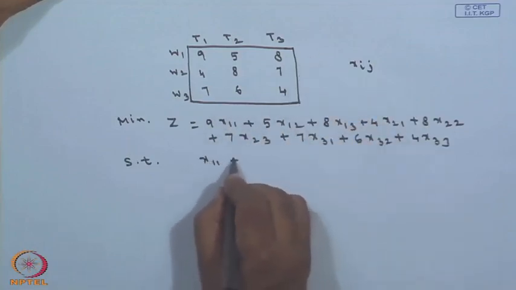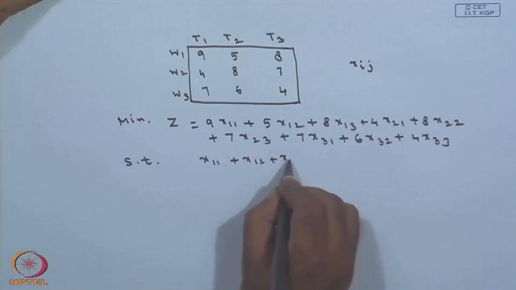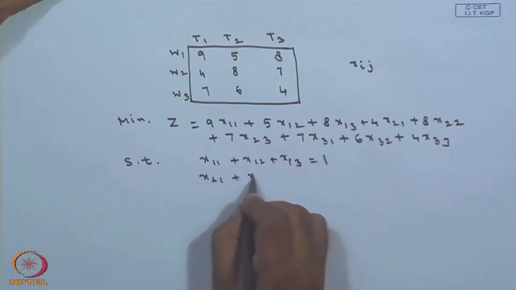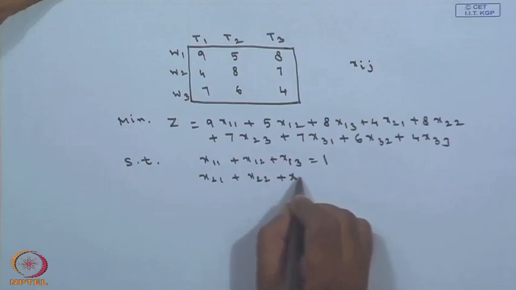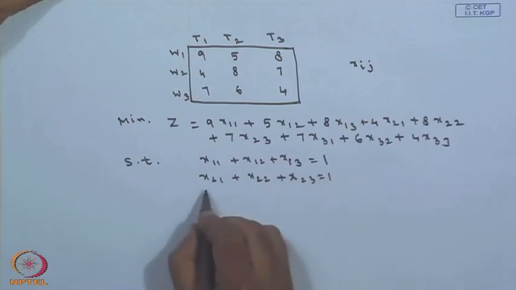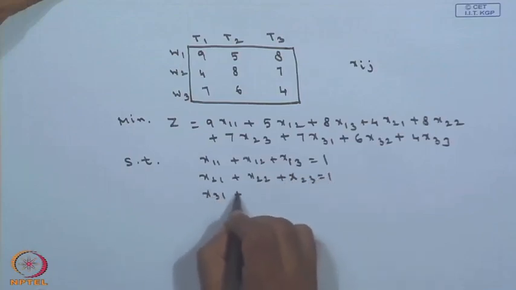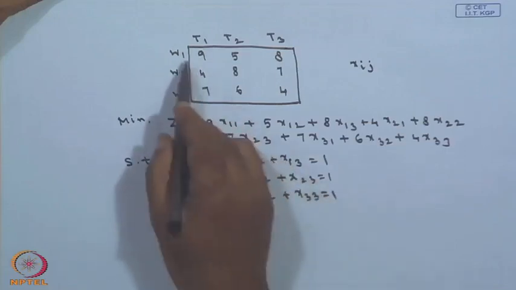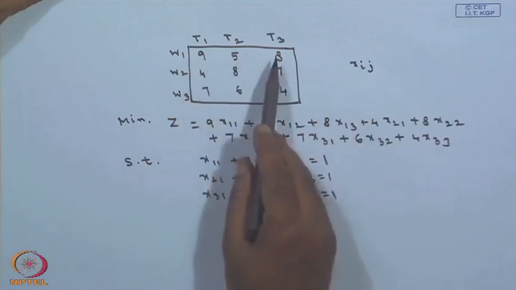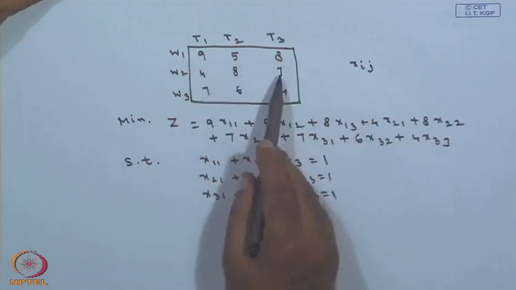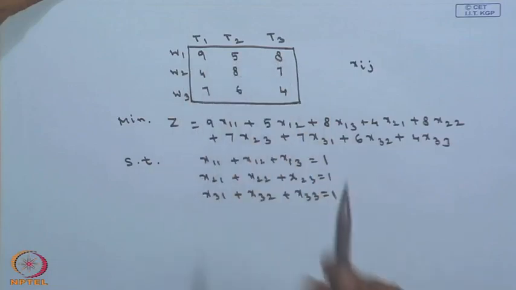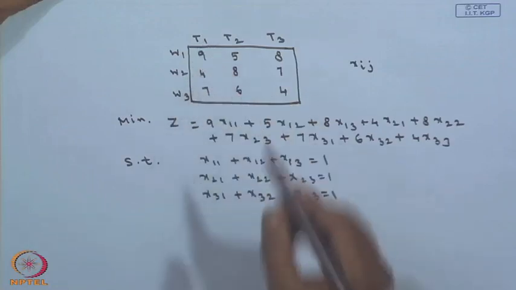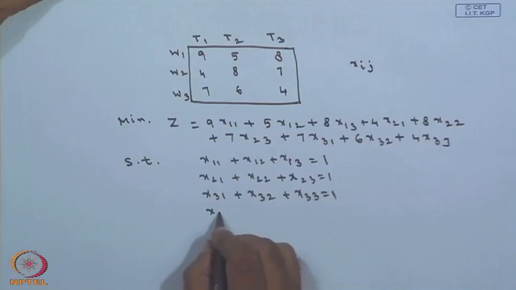So, basically x11 + x12 + x13 equals 1, x21 + x22 + x23 equals 1, and x31 + x32 + x33 equals 1. This is for row-wise: x11, x12, x13, x21, x22, x23, x31, x32, x33. Similarly, for column: x11, x21, x31, the sum of them also should be 1.